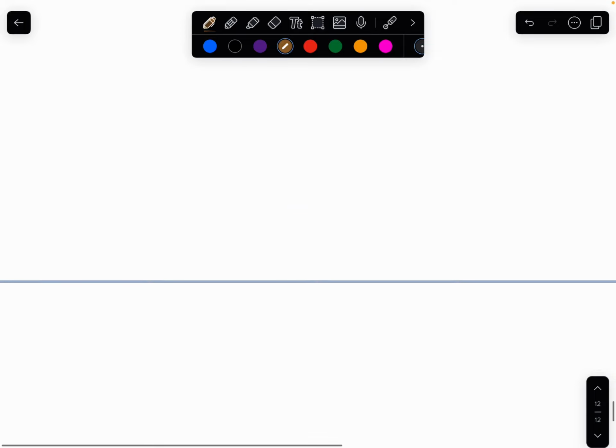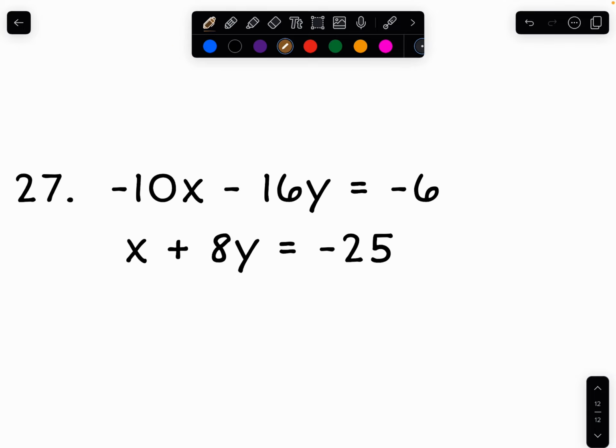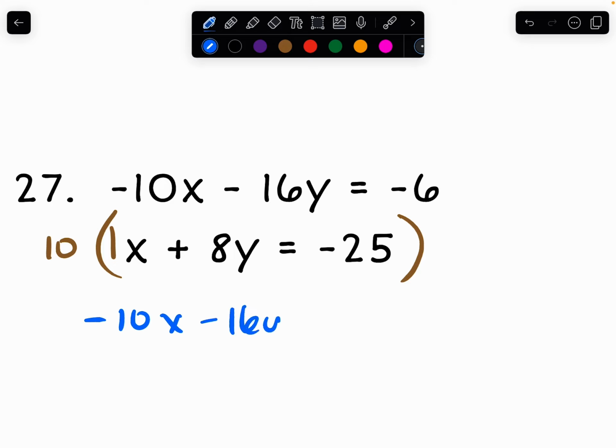I think this is the last one, or I have 2 more, sorry. Okay, so because this has a 1 here, I could multiply this whole thing by 10, or I could multiply it by 2. I'm going to multiply it by 10. So I'm going to write down the first equation as is. Why did I decide to do by 10? Just because.